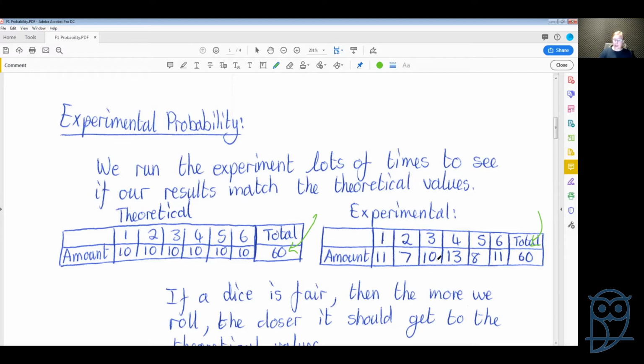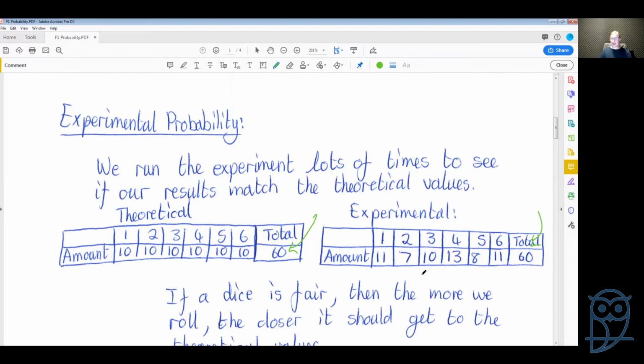Then we can get different values. They're not quite 10. So we've got 1 came up 11 times, 2 came up 7 times, 3 came up 10 times, 4 came up 13 times, 5 came up 8 times, and 6 came up 11 times. So would you say this dice is fair, or would you say this dice is not fair? Because they don't quite match up.